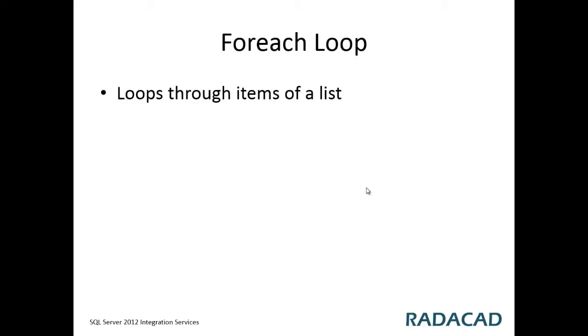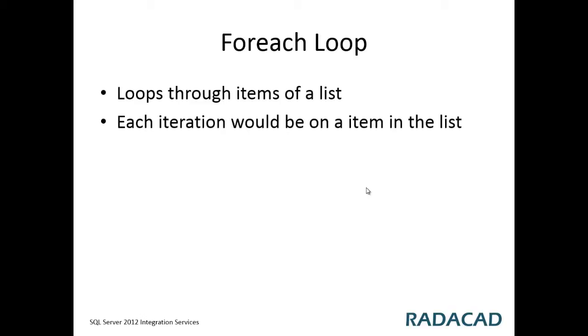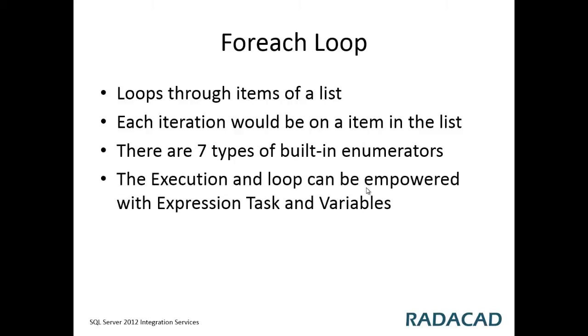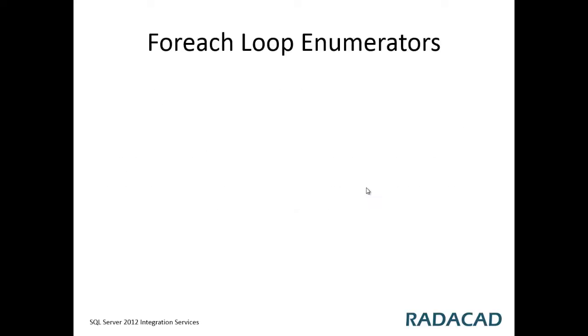Foreach Loop provides the ability to loop through items of a list and iterate through those items. There are 7 types of built-in enumerators in the Foreach Loop. And the good thing about the Foreach Loop is that it can be empowered by using expressions and variables, as I will show you in the demo in this video. The enumerators in the Foreach Loop are 7 in number, and the first one is the file enumerator, which provides the ability to loop through files.